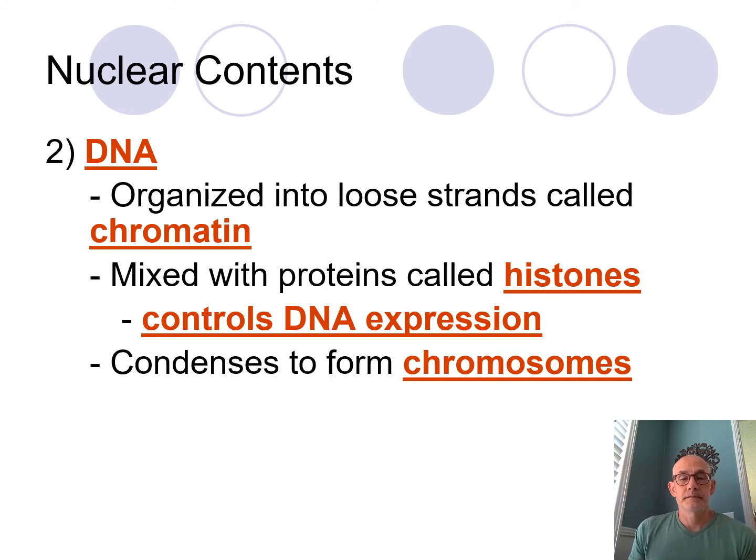All right, so then when it's time to divide the cells into two new cells, it is much easier to organize those loose strands into condensed structures, and that's what the chromosomes are. So imagine having 46 strings in a pile and you were trying to separate those. It'd be much easier if you coiled them up into 46 little balls, and then it'd be much easier to separate. That's what the cell does with the DNA.